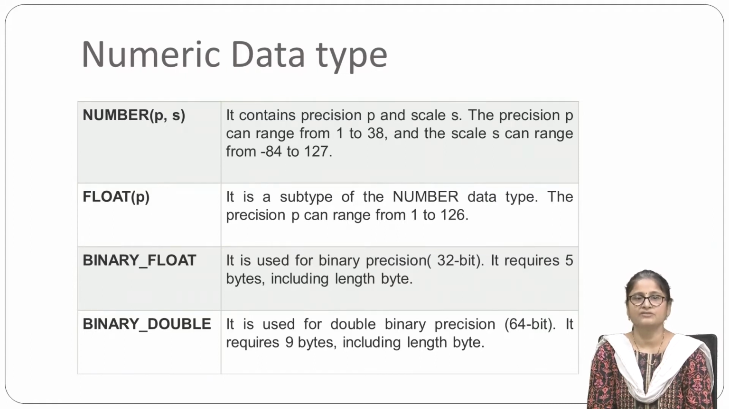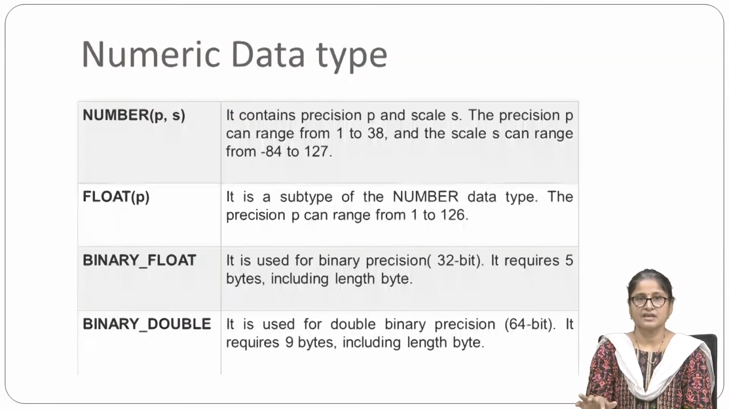Same way, if you are dealing with the numeric type, you can also use FLOAT. It is also a subtype of the number type, but the precision here ranges from 1 to 126 digits, so you can have a 126-digit long value. Then BINARY_FLOAT is used for binary precision of 32 bit, and you can also use BINARY_DOUBLE for double binary precision of 64 bit.